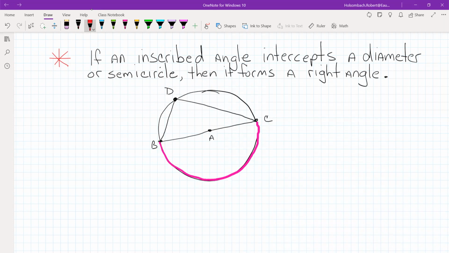If an inscribed angle intercepts a diameter or semicircle, then it forms a right angle. So this angle D intercepts a semicircle and a diameter. So look, it forms a 90-degree angle. That makes triangle BCD a right triangle. And all your rules regarding right triangles apply.